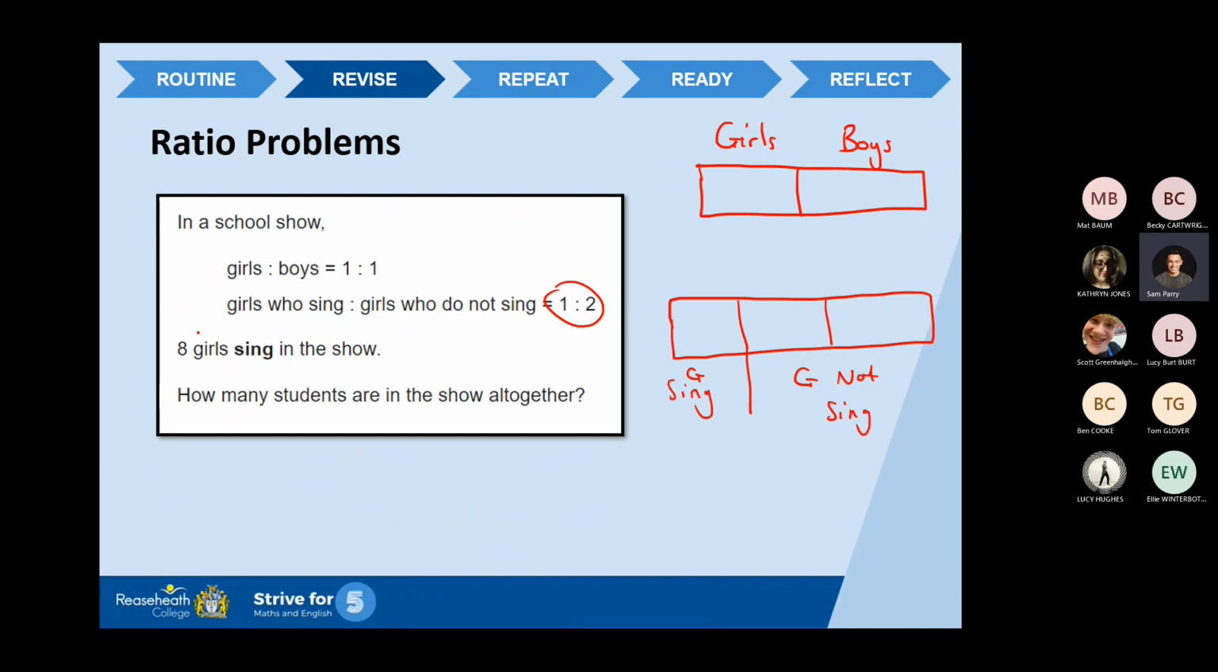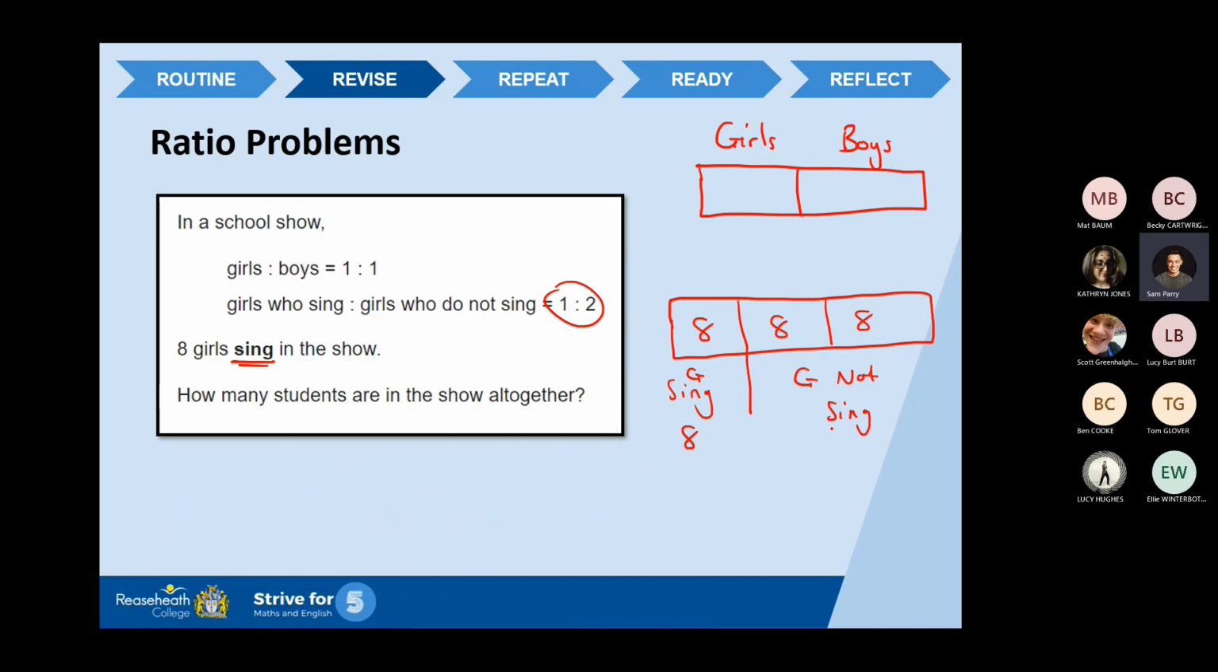Okay, are you ready? 8 girls sing in the show. So the girls who can sing are there. So there's 8, and that just needs to go into 1 box. So 8 divided by 1 is 8. What goes into 1 box goes into all of them. So I've got 8 girls who sing, and 2 lots of 8, 16 girls that do not sing. How many girls do I have in total?